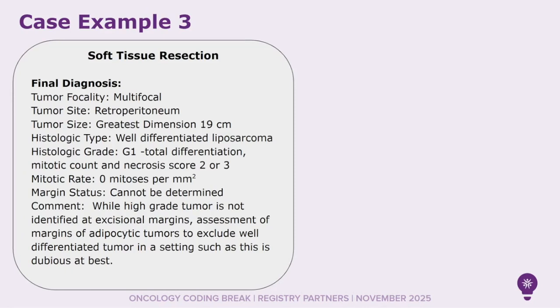Case example 3 is soft tissue resection of the retroperitoneum. It measures 19 centimeters and is a well-differentiated liposarcoma, grade 1. The margin status cannot be determined. There is a further comment that states, while high-grade tumor is not identified at the excisional margins, assessment of margins of adipocytic tumors to exclude well-differentiated tumor in a setting such as this is dubious at best.